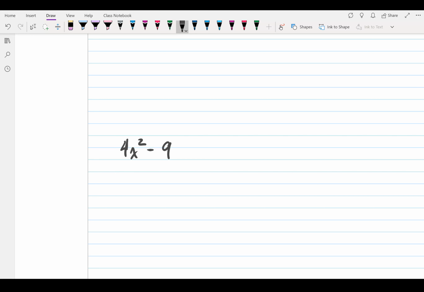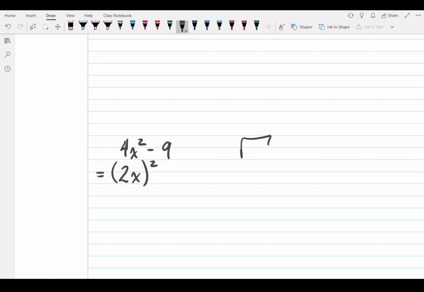Okay? How would you factor this? What the heck would you do? Well, if you're clever, or if you look at this for long enough, hopefully you'll realize this is also a difference of squares. Because 4x squared, if you get the square root of 4, you get 2. Square root of x squared is, sorry, x. So it's actually 2x squared.